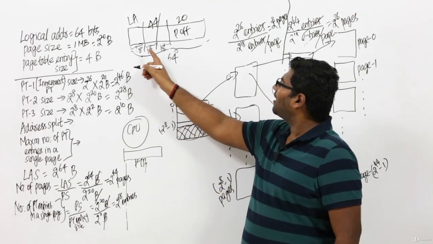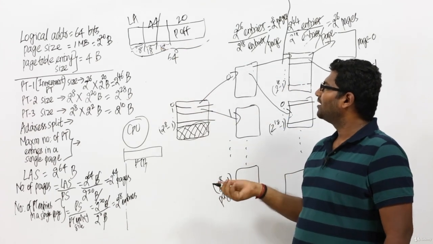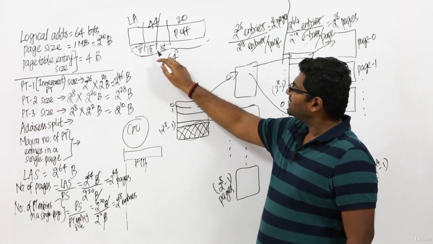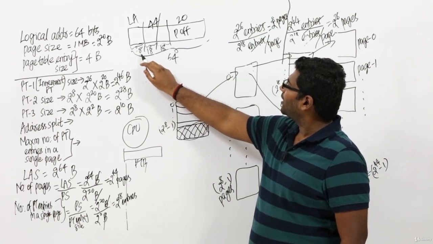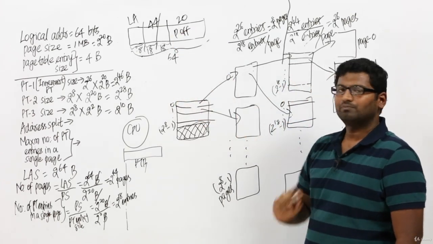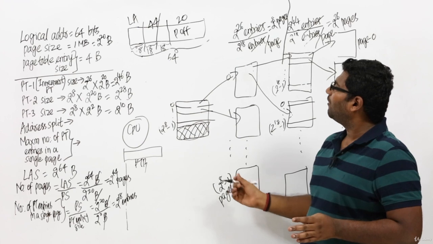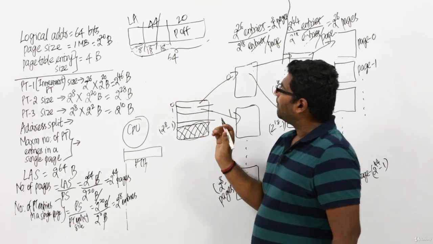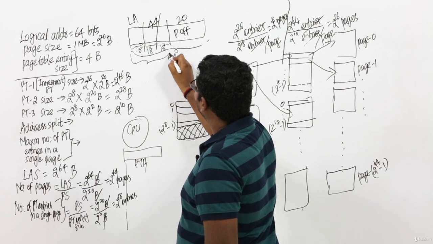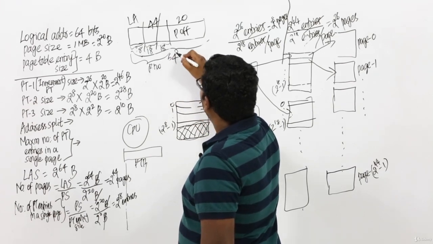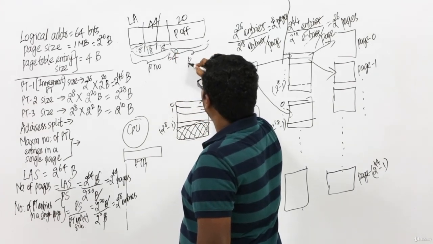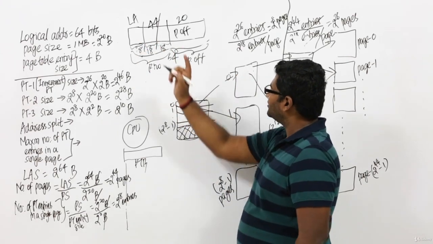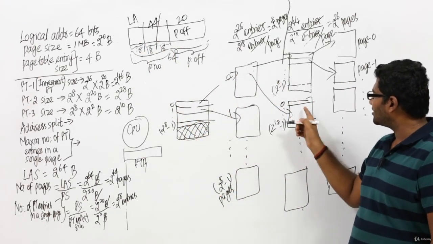Now if you add all 4 numbers, you will get 64, right? 18 plus 18 is 36, 36 plus 8 is 44, 44 plus 20 is 64. So this is how our address split will look. Mind you, this is the page number field and this is the page offset field. Don't get confused here. Our page number field is split into 3 regions because we have a total of 3 levels of page table.